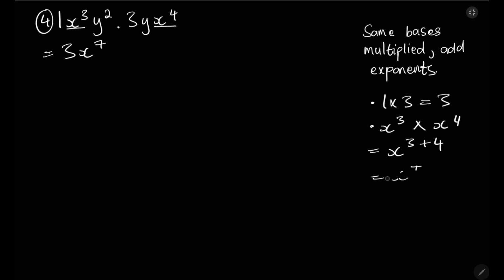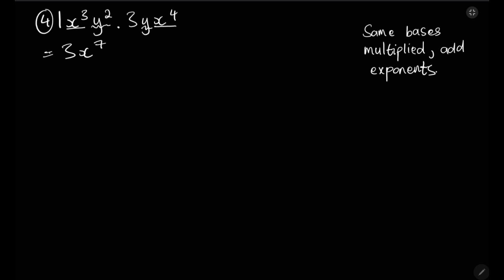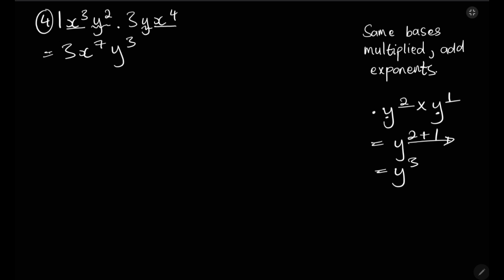Now let's move to y. We have y squared and y. Y squared times y. Do we have the same base? Yes, we have y and y. So you write down our y. We have 2 and 1. That's an invisible 1. So this is 2 plus 1. Your final answer is y to the power 3. That is your final answer. Now let's try the last example.